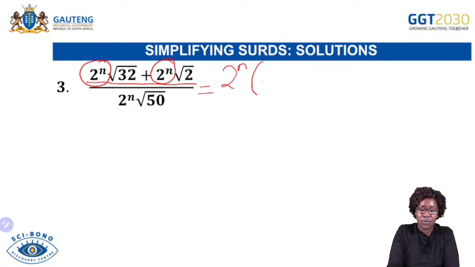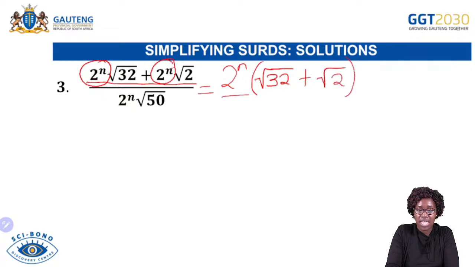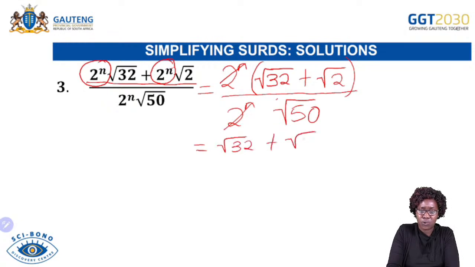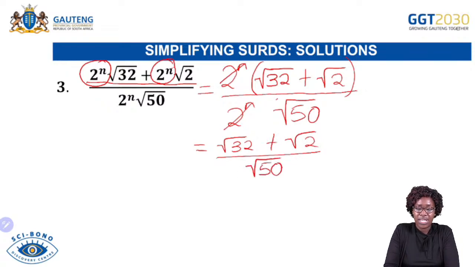And then in our bracket, we are going to have square root of 32 plus, because we have already factored out this 2 to the power of n, the second term will be square root of 2. And then this is all divided by 2 raised to the power of n multiplied by the square root of 50. Now, like you see, we have a common factor, 2 raised to the power of n. So we're going to divide by 2 to the power of n, and then we're simply going to remain with our square root 32 plus the square root of 2, and this is divided by the square root of 50. Now, we need to simplify this further.